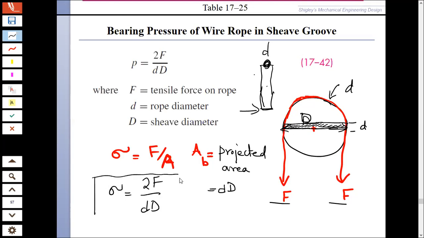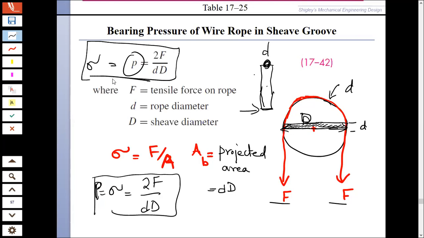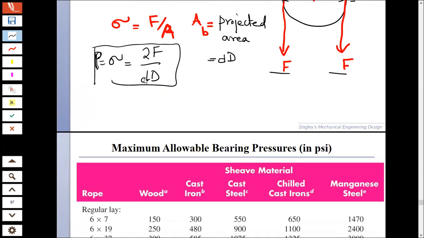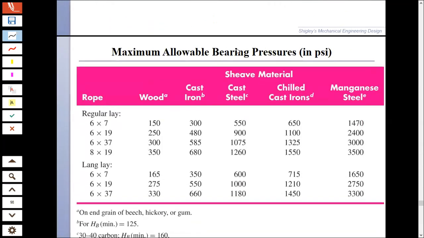ठीक है जी. तो इसको आप प्रेशर कहें या स्ट्रेस कहें, दे बोथ आर द सेम. पी या सिग्मा, this equation will give you the bearing pressure, the bearing pressure or the bearing stress. And if you look at this table, this gives you the maximum allowable bearing pressures in PSI. For example, यहाँ पे आप देखें rope. So this is a regular lay rope, 6 by 7, 6 by 19, 6 by 37, and so on.